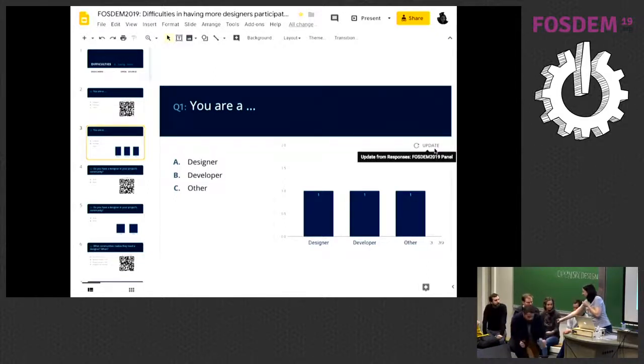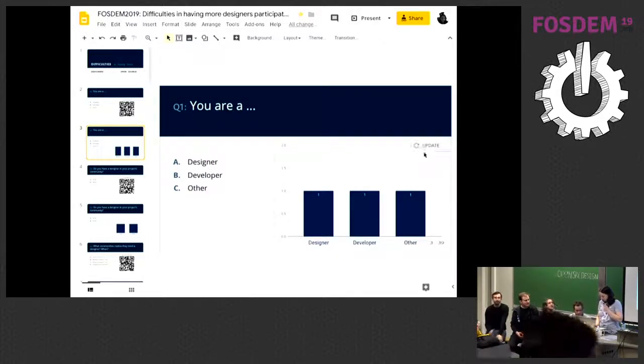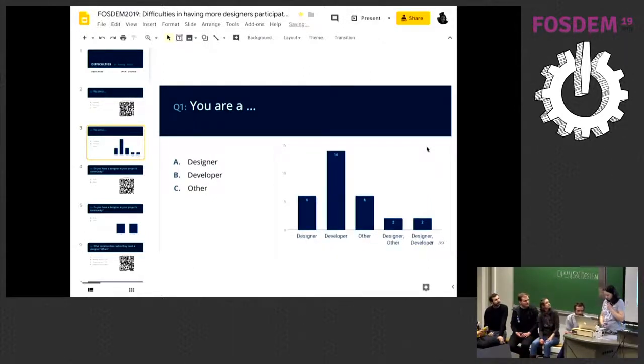This is going to be the hardest part, moving the microphone. Okay, so I'm going to update this. So we have like 14 developers, 6 designers, and some other people, which is interesting. Being a designer room, we have some good representation, just shy of developers that will vote mostly from their phones.